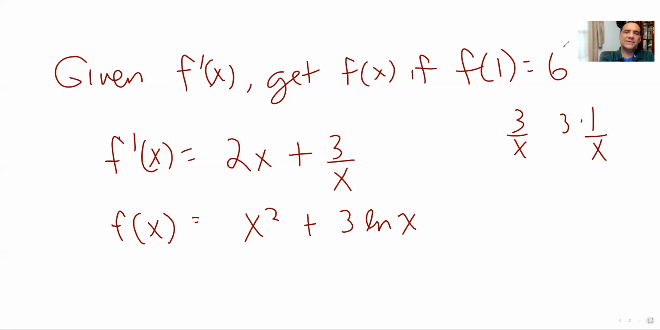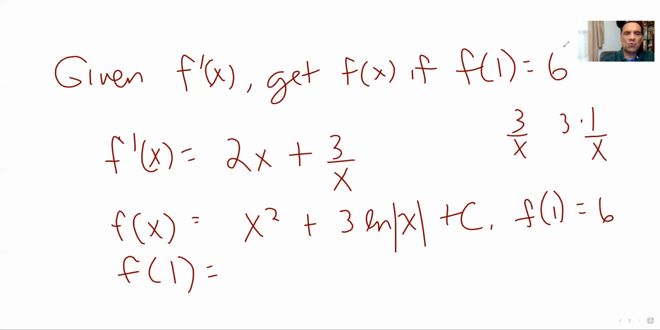Now, traditionally, you should put an absolute value because 3 over x has a domain of all real numbers except 0, whereas natural log only has a domain of positive numbers. So you have to account for the fact that negative numbers would still follow a natural log situation, but you would need absolute values. You would have a plus c. But you're also given that f of 1 is 6. So now you have to write an equation that involves f of 1.